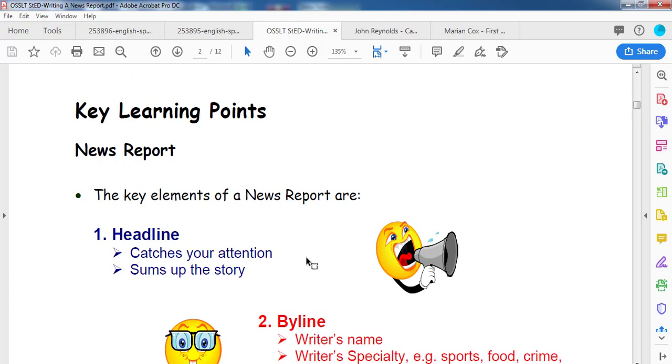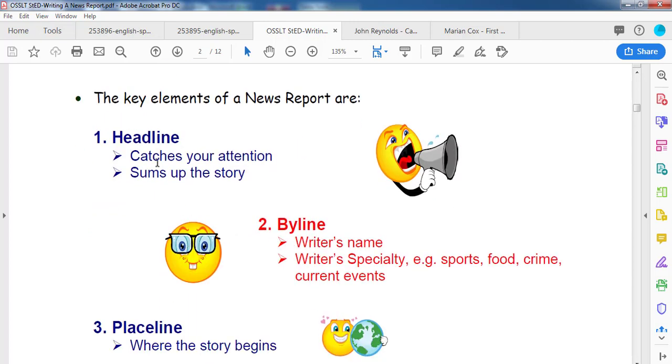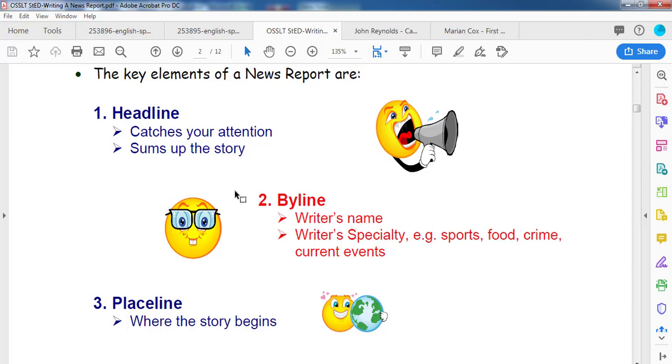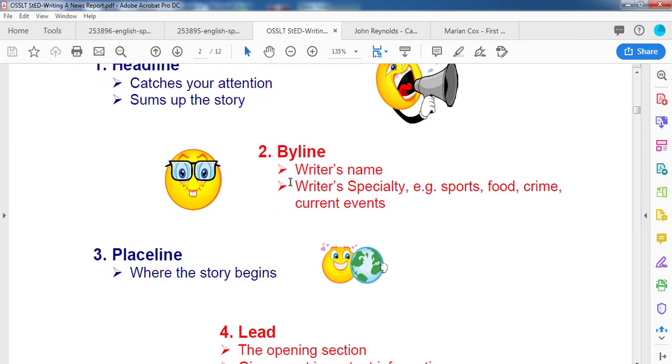What is a newspaper report? A newspaper report is a type of informative report in which we have to have special features. The key elements of the news report are the headline, which is the title. It should be very catchy. It should catch the attention. And it should sum up the story. It means if you read the headline, you will understand what the newspaper report is speaking about.